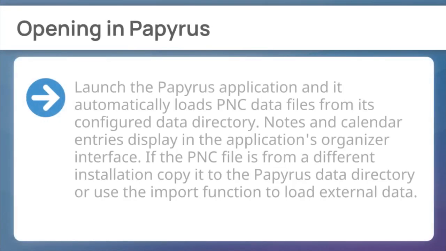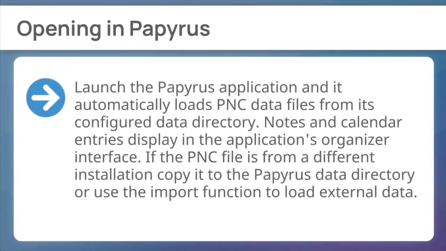First, opening in Papyrus. Launch the Papyrus application and it automatically loads PNC data files from its configured data directory. Notes and calendar entries display in the application's organizer interface. If the PNC file is from a different installation, copy it to the Papyrus data directory, or use the import function to load external data.